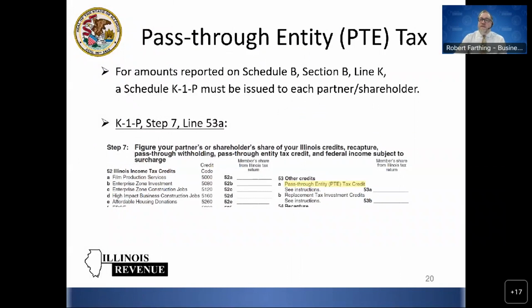When you are distributing a pass-through entity tax credit, a Schedule K1P must be issued to that partner and shareholder. The amount which was reported on Schedule B, Section B, line K, should be carried over to the K1P for that partner shareholder. The amount is reported on line 53A of the K1P, as you can see highlighted here. Next slide.